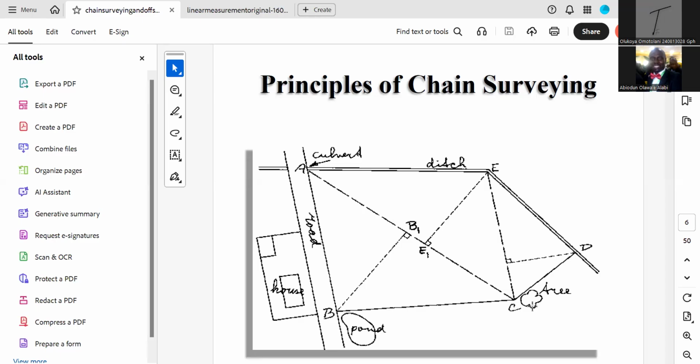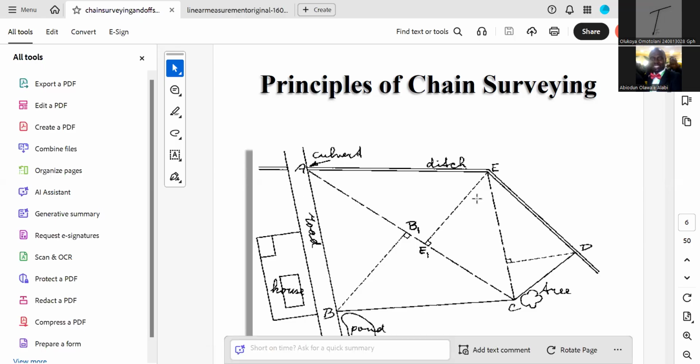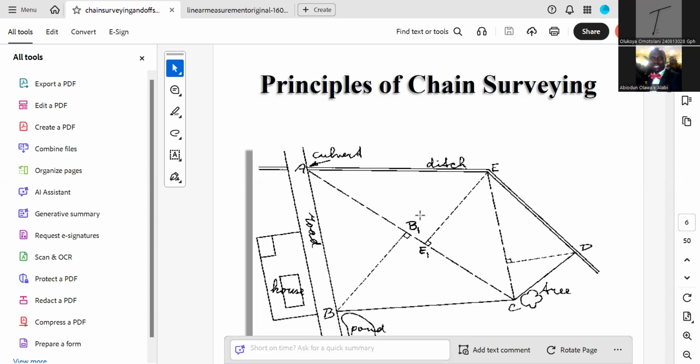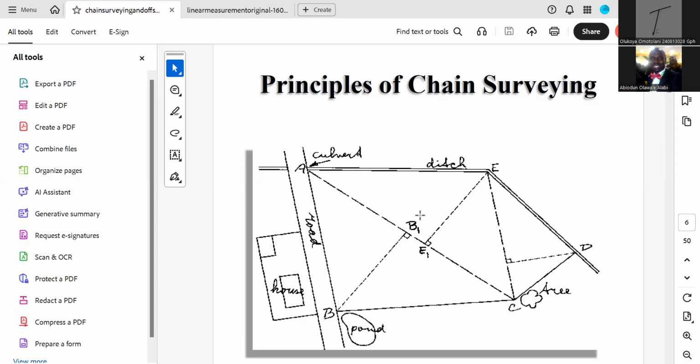So that is the baseline. But don't forget that the whole area is a small area, and the whole area is also relatively flat. Are you getting me? But some areas will be flatter than others. That's why when you are considering your baseline, it must pass through a very smooth surface, a flat ground. I hope that is clear now.